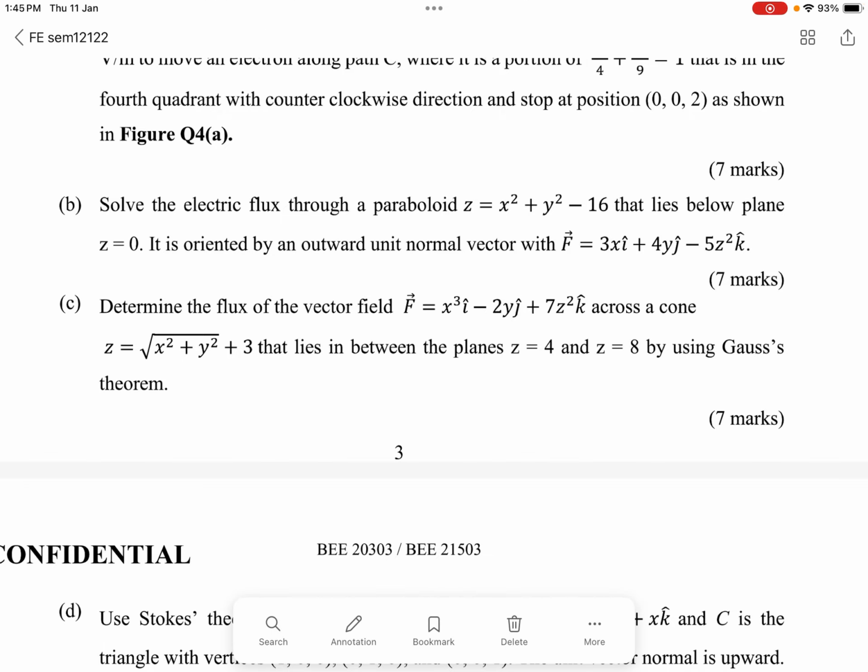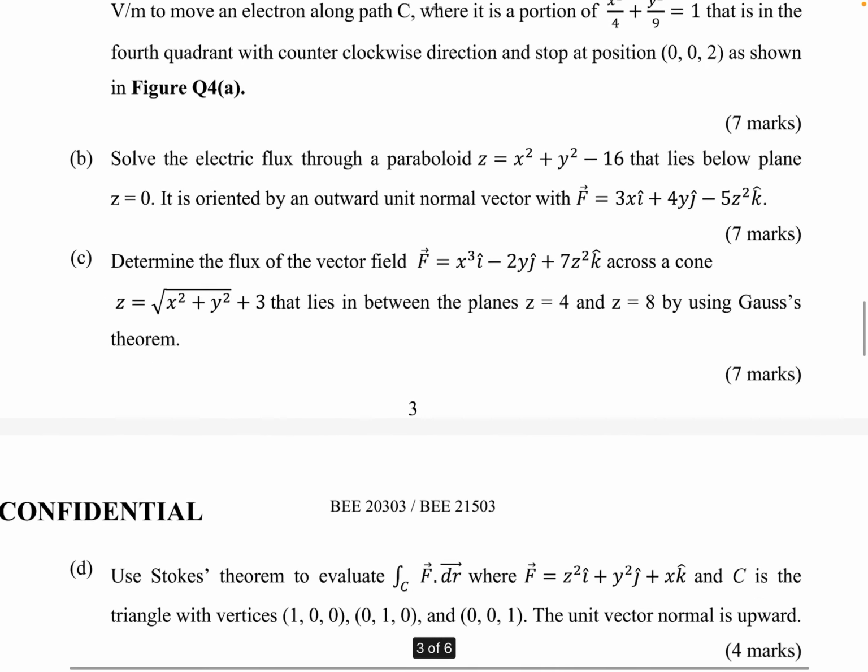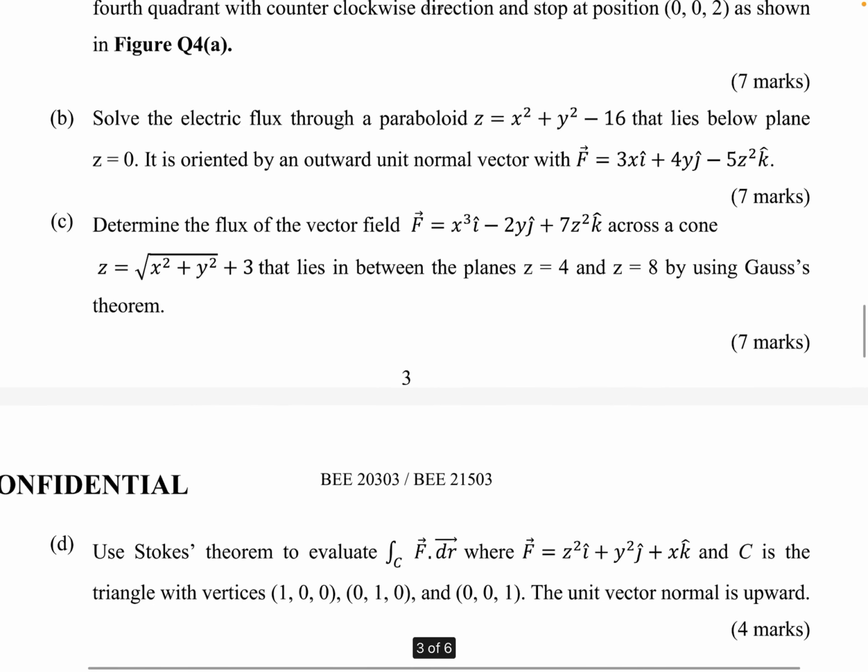Hi everyone, so now let's continue with the following questions, which is question 4b. For the electric flux through a paraboloid that lies below plane z equals 0, it is oriented by an outward unit normal vector with the F given. This one is about finding the flux coming out from the paraboloid.